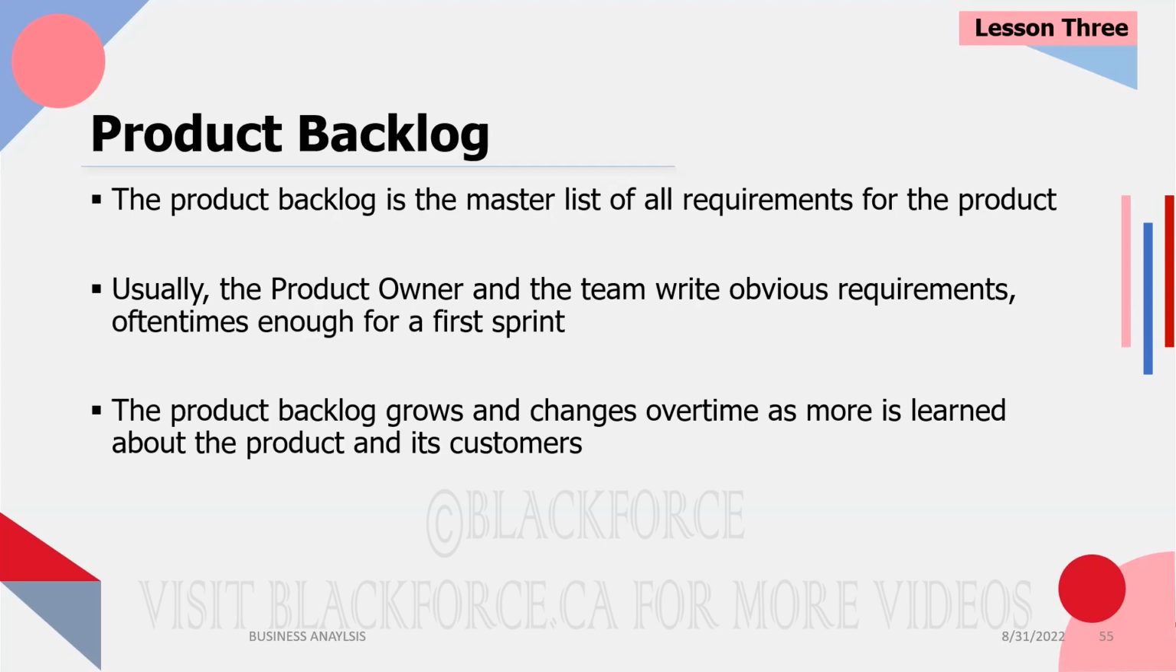You're going to gather a lot of requirements upfront to keep the ball rolling for the developers and QA to have work to do. And then you will continually work with the business to gather more requirements. That's why it is called agile. Okay. Usually the product owner and the team write obvious requirements, oftentimes enough for the first sprint.